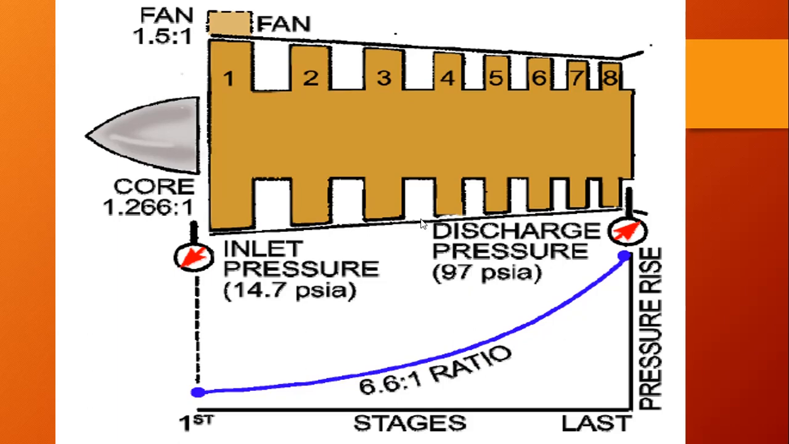We can see the fan. These are the compressor sections. 1, 2, 3, 4, 5, 6, 7, 8. We have the inlet pressure, 14.7 psi, and then we have the discharge pressure, 97 psi. So if you compare this, 97 divided by 14.7, you get something like 6.6:1 as the ratio. So there's a pressure rise.